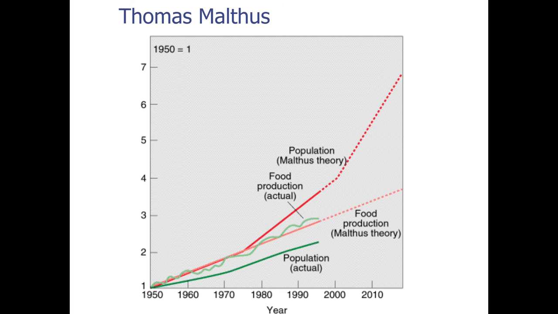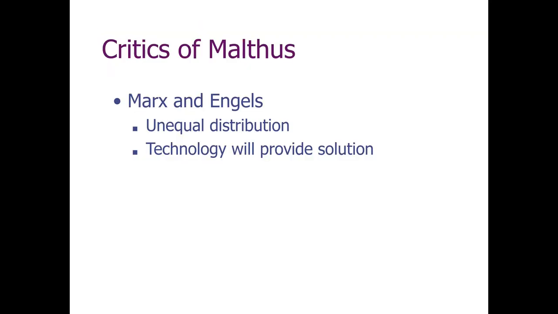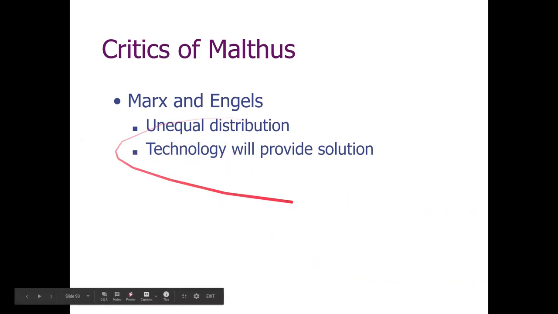Critics of Malthus point out that we all haven't starved to death yet, therefore he's wrong. They say, yeah, we haven't died yet. Marx and Engels looked at Malthus and said, no, it's not just going to be numbers. Numbers aren't the problem. Because Marx and Engels witnessed the Industrial Revolution. They saw how dramatically yields improved for farmers that were using machinery. So they thought, no, there's more than enough for everybody. Technology will provide a solution.